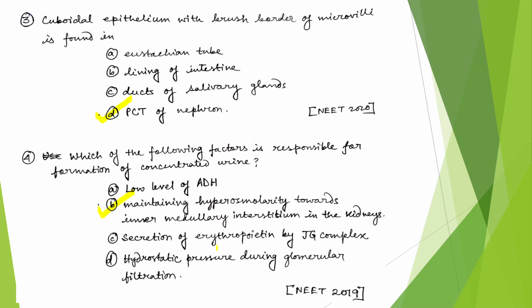Secretion of erythropoietin by the JG complex. Obviously, the secretion of erythropoietin helps in the formation of RBC. It has no relation with concentrating urine, so it is not the correct answer. And hydrostatic pressure during glomerular filtration. Obviously, hydrostatic pressure is important for urine formation, but it is not important for concentrating urine. So it is also not the correct answer.